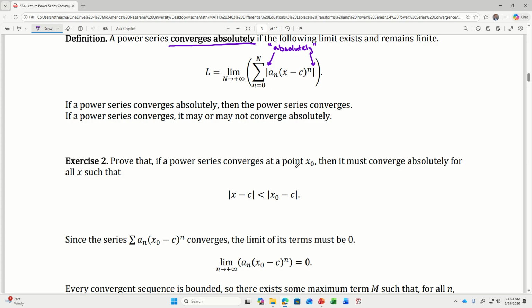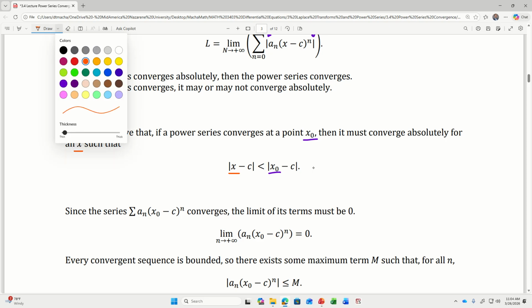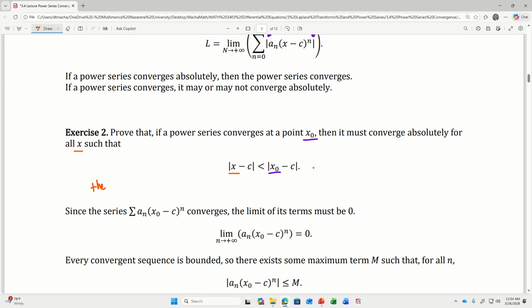Prove that if a power series converges at a point x, or x0, then it must converge absolutely for every point x where the distance along the real number line from x to c, the center of the power series, is less than the distance from x0 to c.